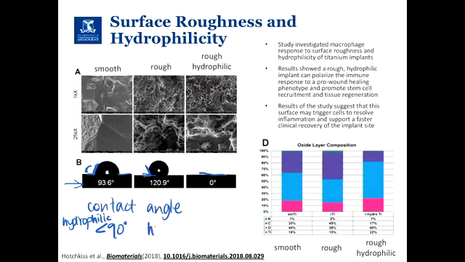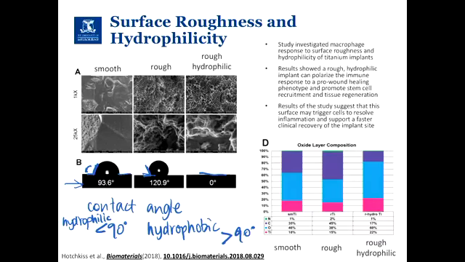If it's hydrophobic, it's going to be greater than 90 degrees. So that's a very simple method of measuring whether a surface is hydrophobic or hydrophilic. When you put water on it, does the water just spread out, or do you see a bubble form?